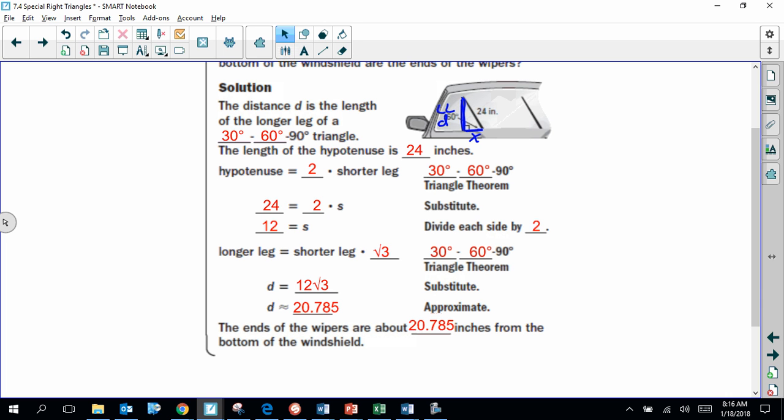As an approximate answer, it's about 20.785 units. Now remember, in pre-AP math, we always rounded to 3 decimal places because that's what your AP exams and calculus will ask you to do. So we always practice it by rounding to 3 decimal places unless we're told otherwise.